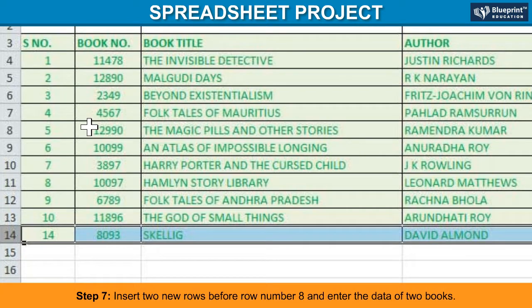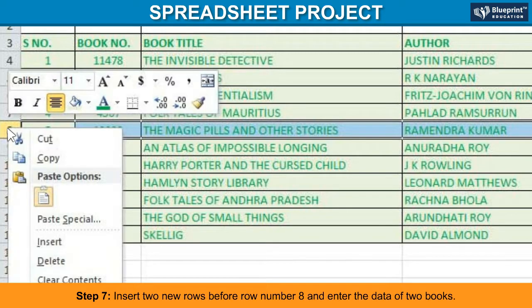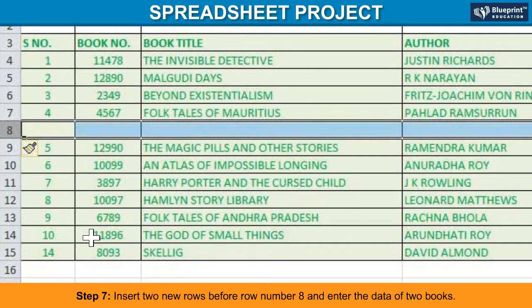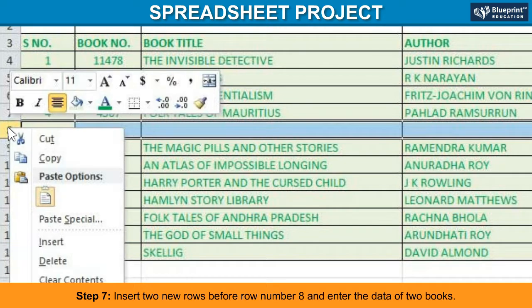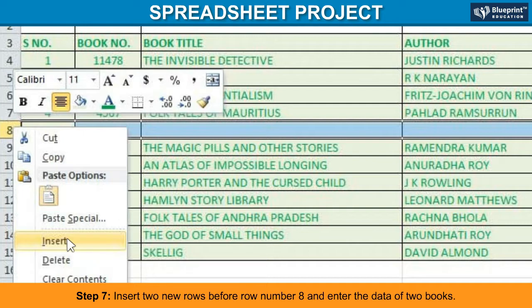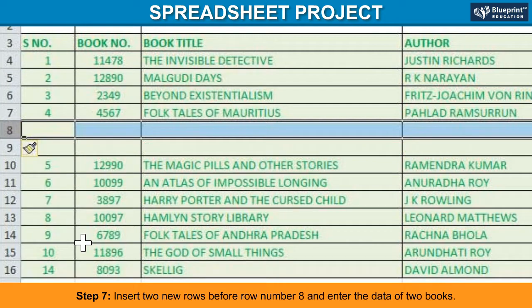Step 7. Insert 2 new rows before row number 8 and enter the data of 2 books.